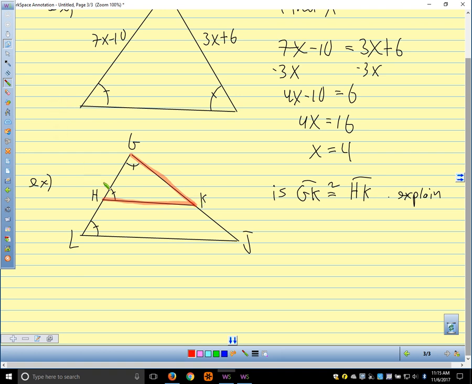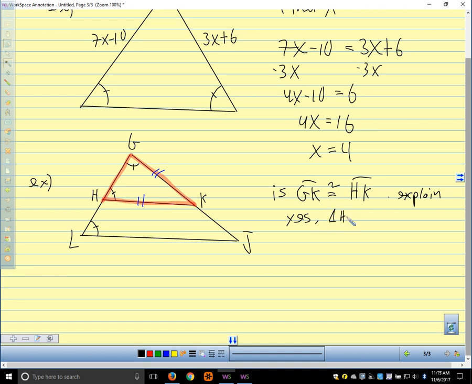I'm going to connect with this segment to make a little red triangle there. What do we see is going on with that little red triangle? What about those angles? They're congruent. So that little red triangle is an isosceles triangle. So if it's an isosceles triangle, what does that tell us about these two sides? They have to be congruent. So I would say yes, triangle HGK is isosceles.